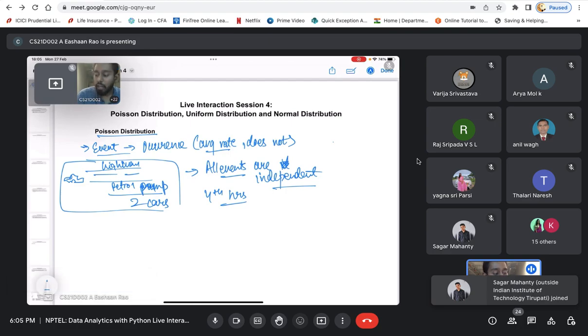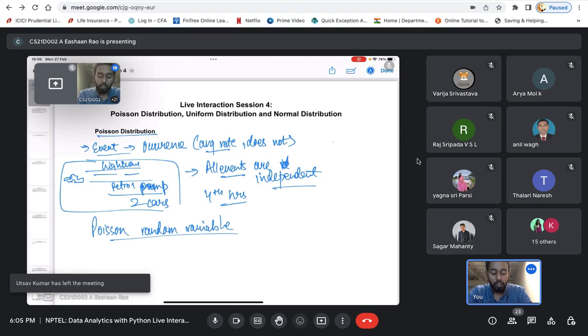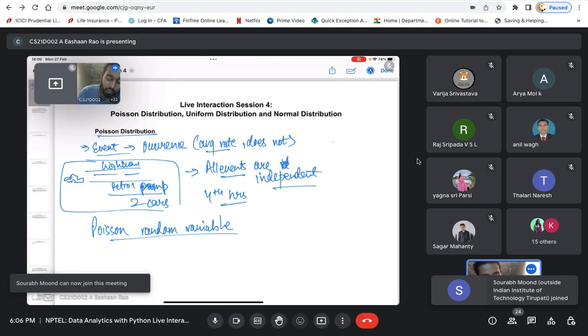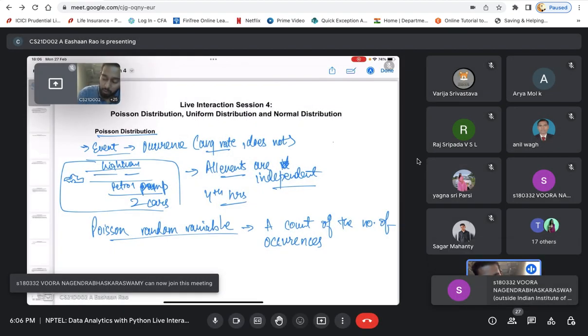Basically, if we are talking about a Poisson random variable, in a particular Poisson random variable, it is just a count of the number of occurrences of an event.